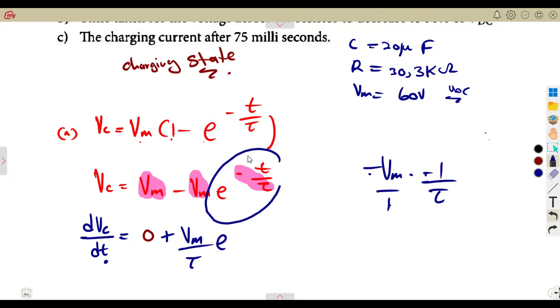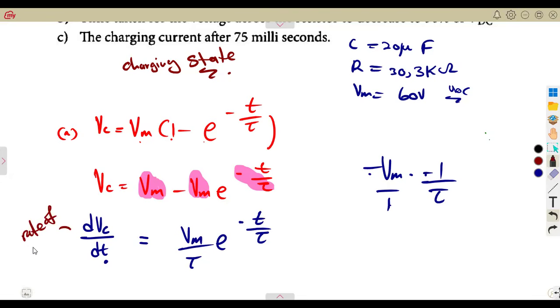E to the x, this E remains as it is. E to the exponent of minus t over tau, it remains as it is. So this is our rate of change, guys. 0 plus means that there is nothing there. So you're going to just remove this 0 here. You can write that stage, I'm not saying it's wrong, it was just for us to know what is happening. So that's our rate of change, the rate of change of VC. This is the expression for that.